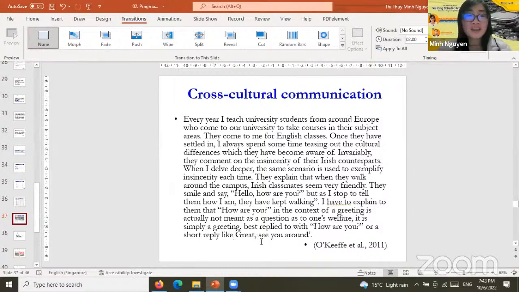Or a short reply like "great, see you around." Okay, so a lot of miscommunication may happen when people communicate across cultures because of the different ways that speakers of different languages express their meaning. So what happened here is the learners are not aware of the pragmatic functions of "how are you?"